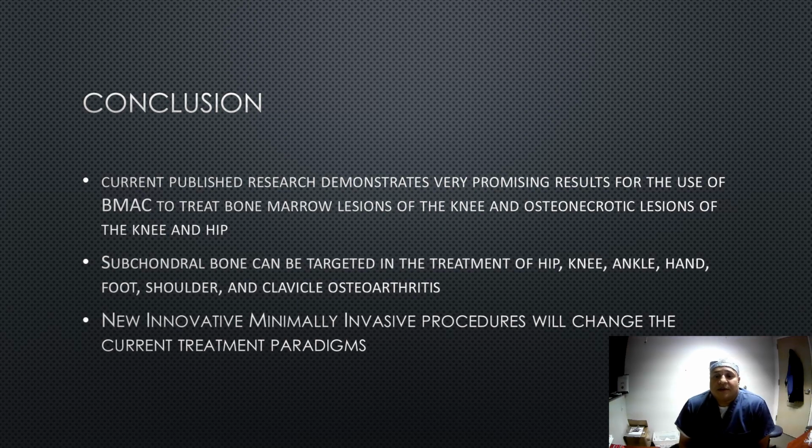So in conclusion, current published research demonstrates very promising results for the use of bone marrow aspirate concentrate for treatment of osteonecrotic lesions of various different joints, including the hip, knee, and shoulder. Subchondral bone can be targeted in the treatment of hip, knee, ankle, hand, foot, shoulder, and clavicle osteoarthritis. And new innovative minimally invasive treatments and procedures will change the current treatment paradigms for the treatment of arthropathies and osteoarthritic pain.